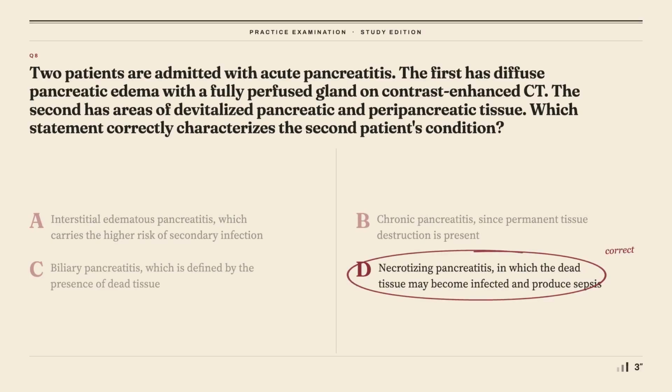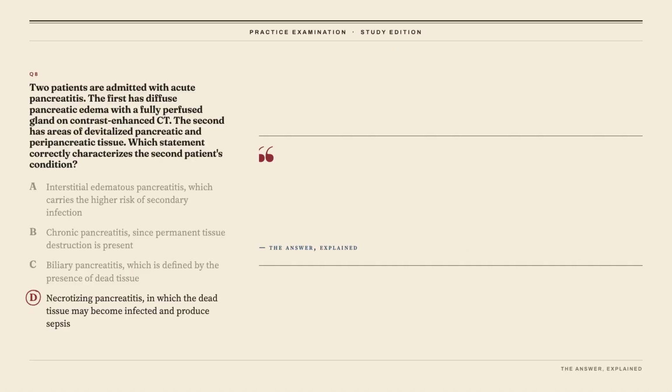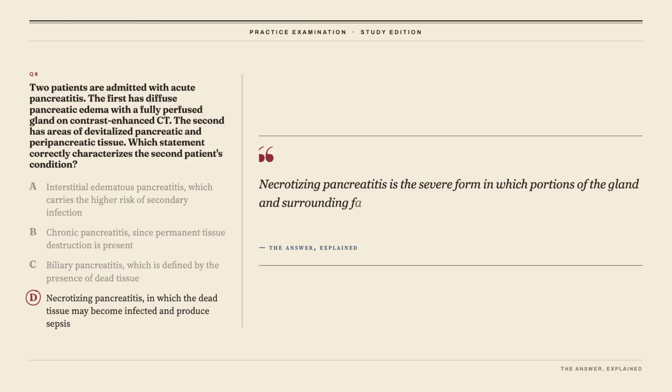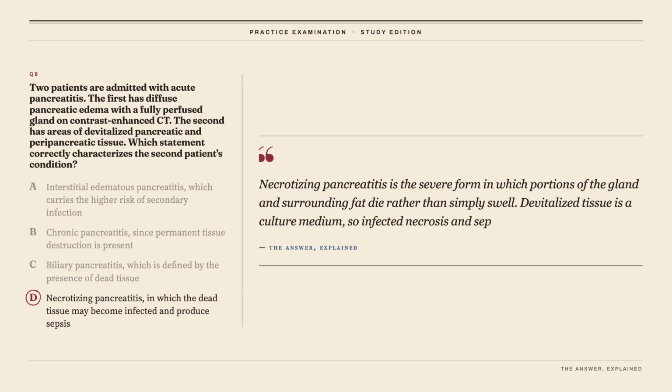The correct answer is D. Necrotizing pancreatitis, in which the dead tissue may become infected and produce sepsis. D is correct because necrotizing pancreatitis is the severe form in which portions of the gland and surrounding fat die rather than simply swell. Devitalized tissue is a culture medium, so infected necrosis and sepsis become real threats. This form drives the high mortality associated with severe disease.